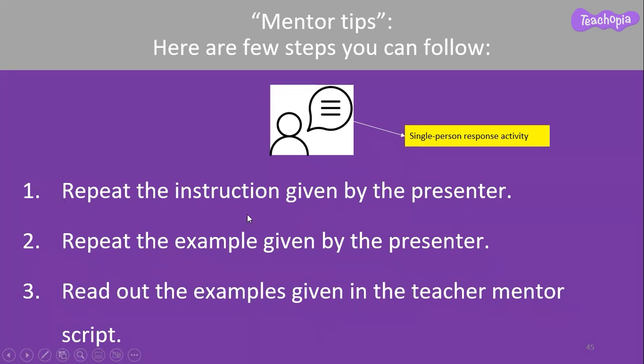First, repeat the instruction given by the presenter. Second, repeat the example given by the presenter. Third, read out the examples given in the teacher mentor script. Mentors, kindly note that the mentor script will be circulated to you after this training session. Please do take a look at it, read it, and you can use it to prepare yourself for how the activities will be conducted.